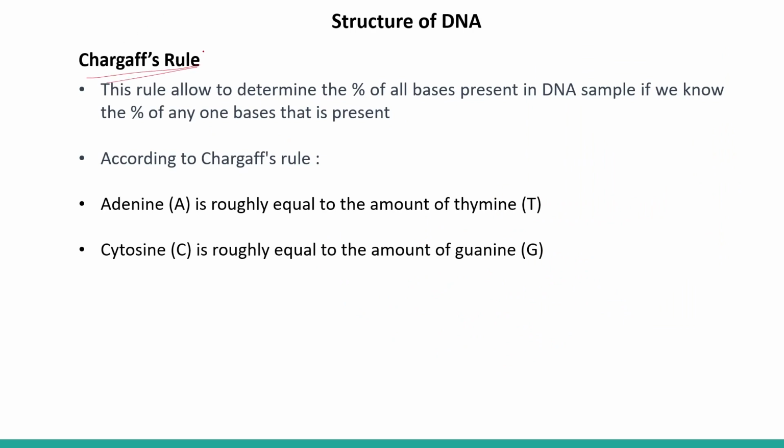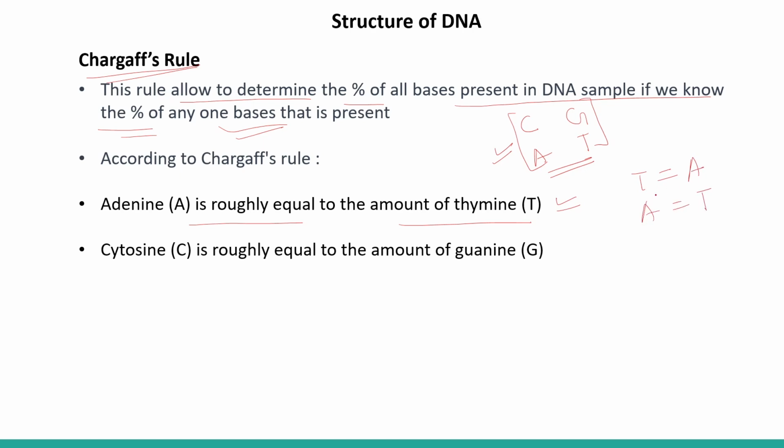Chargaff's rule. This rule allows us to determine the percentage of all bases present in a DNA sample if we know the percentage of any one base. So we have C, G, A and T, these four nitrogenous bases. Adenine is roughly equal to the amount of thymine because adenine always pairs with thymine and thymine always pairs with adenine, right? So their percentages are equal. In the same way, cytosine is paired with guanine and guanine with cytosine, so the percentages of cytosine and guanine must be equal. This is the basis for Chargaff's rule, right?